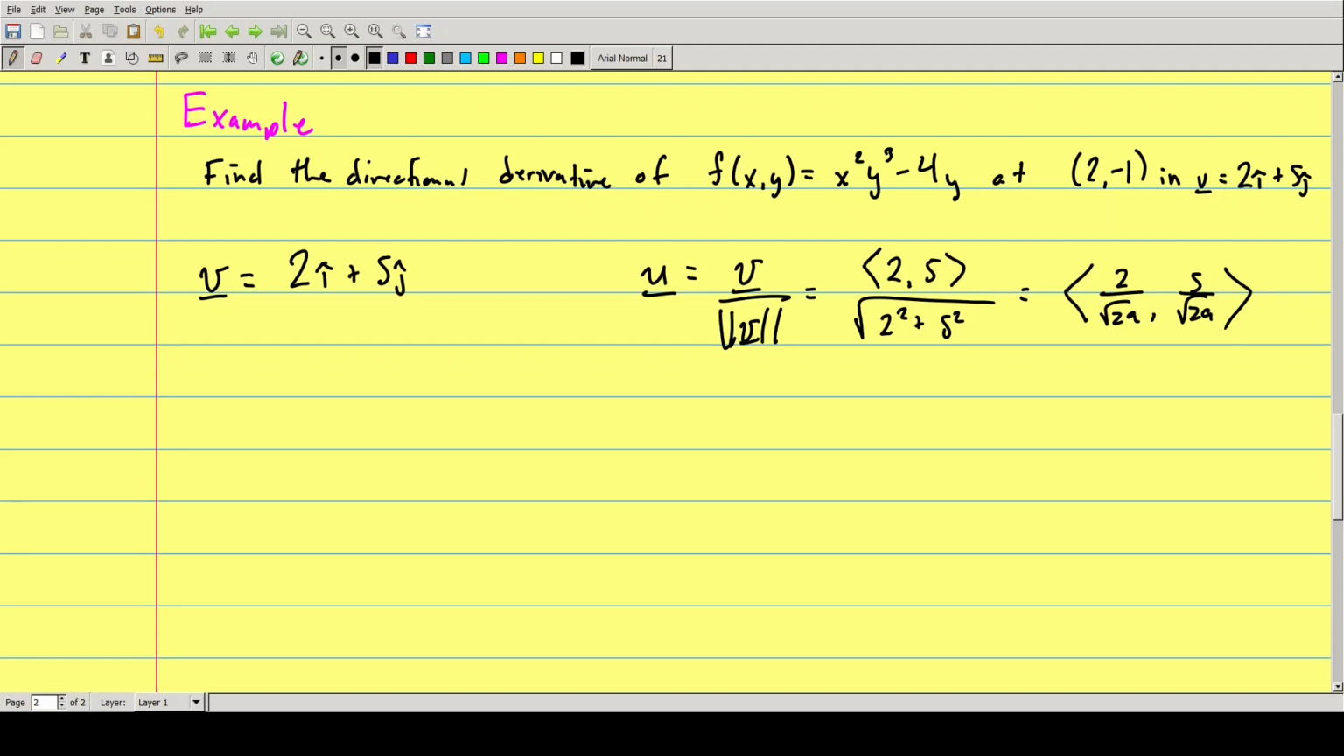All right. And for the gradient, we just make a vector out of the first partials for our function. We take the derivative of f with respect to x. And we take the derivative of f with respect to y.